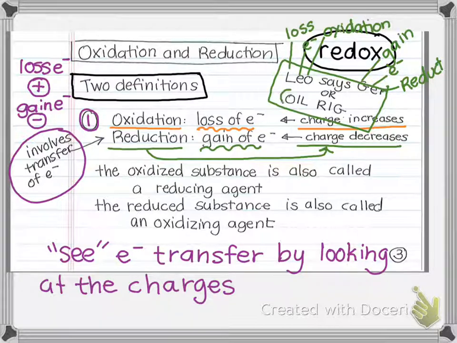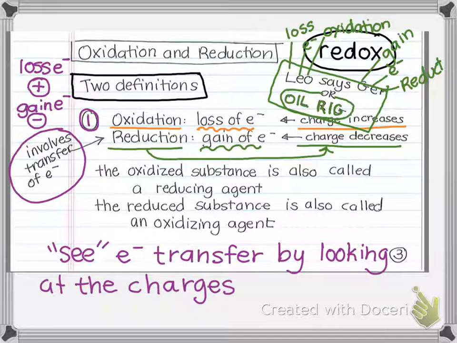Now, another one that you could use, and they both do the same thing, so it's not like you have to use both, is OIL RIG. And OIL stands for oxidation is loss, and RIG is reduction is gain. So oxidation is the loss of an electron, and the charge is going to become more positive. Reduction is the gain of an electron, and the charge is going to become more negative.